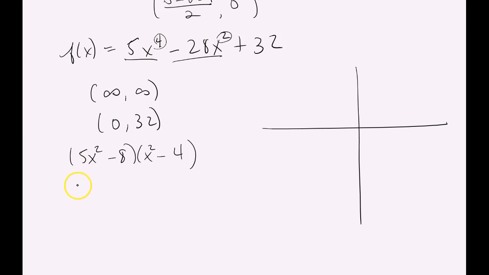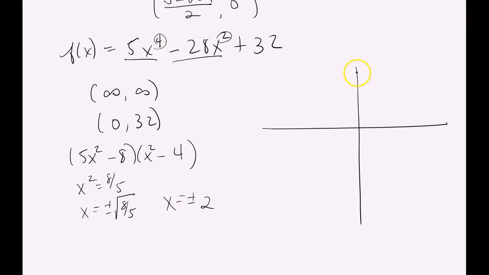This is going to be ugly. When I set this equal to 0, I'm going to get x squared is 8/5. So x is plus or minus the square root of 8/5. This one will of course just be plus or minus 2 when you solve it. And now I have 1, 2, 3, I have 4 x-intercepts. Okay, and you can write them all as points if you like.